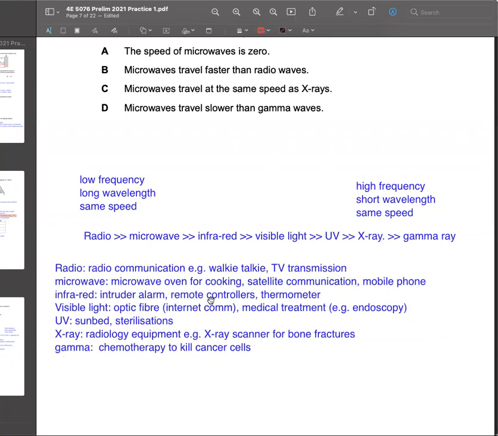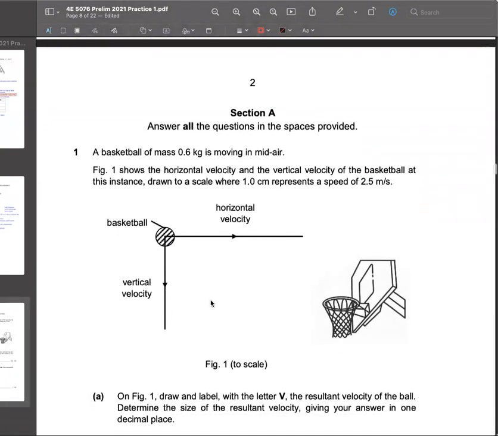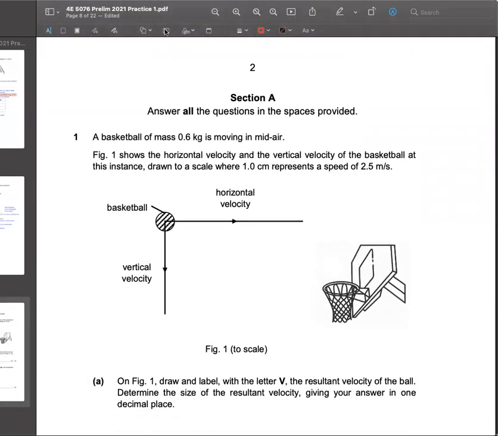All right. Okay. Next one. Let's look at this. Define mass. What is mass? Mass is the amount of substance in an object. Okay.